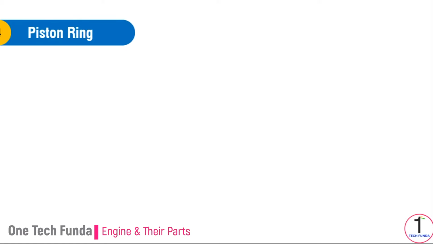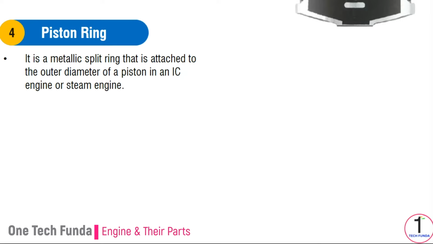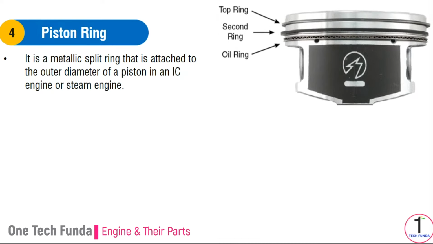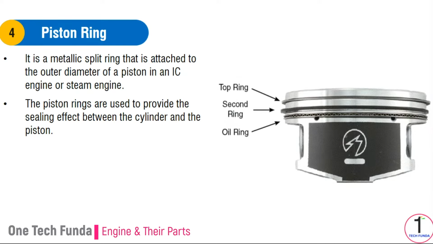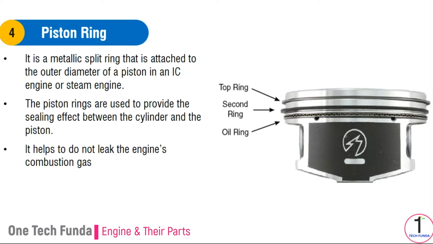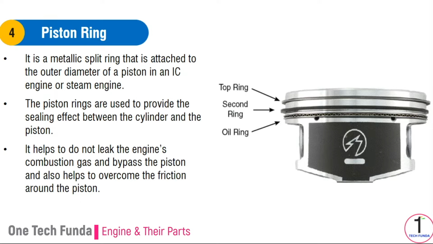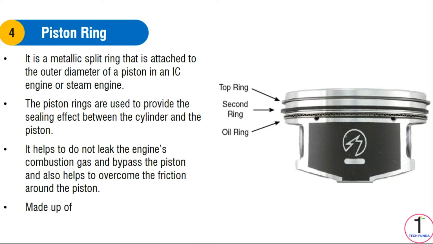Number 4. Piston rings. It is a metallic split ring that is attached to the outer diameter of a piston in an IC engine or steam engine. The piston rings are used to provide the sealing effect between the cylinder and the piston. It helps prevent the engine's combustion gas from leaking and bypassing the piston, and also helps to overcome the friction around the piston. Piston rings are made of cast iron and alloy cast iron. It is of 2 types. 1. Compression ring, pressure ring. 2. Oil controller ring.